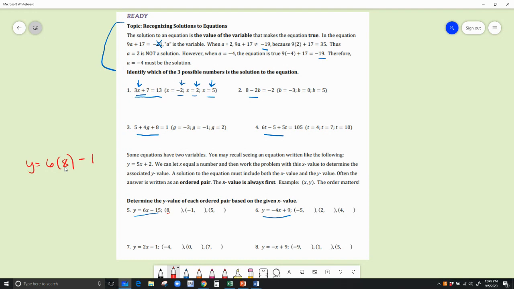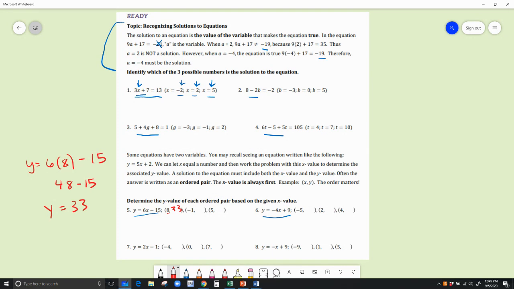Minus 15. So you go ahead and just use PEMDAS, multiply first. 6 times 8 is 48. And then minus 15 is 33. So that means that y equals 33 when x equals 8. So basically your answer there is 8 comma 33, and you would technically write it there.